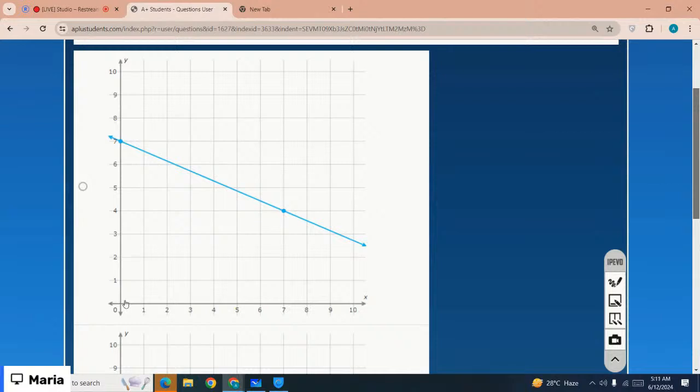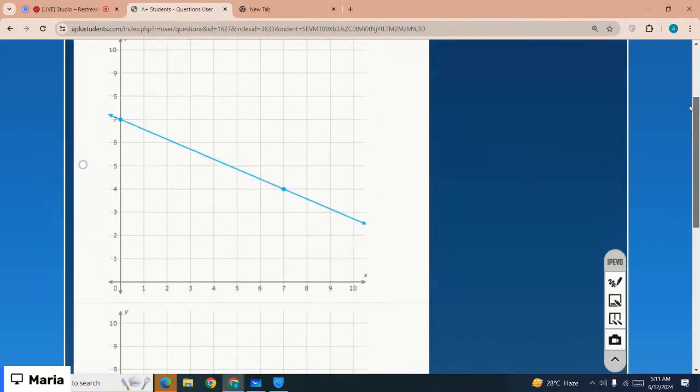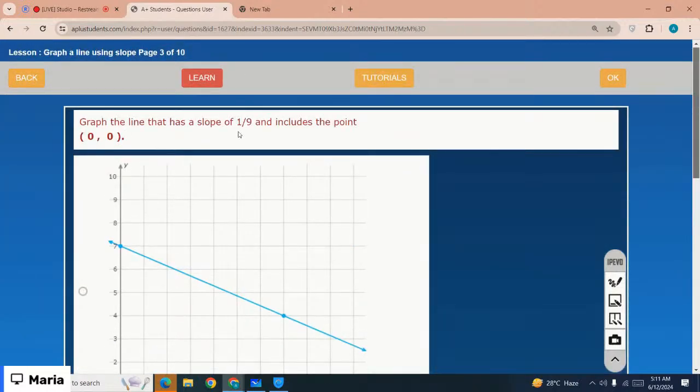Option number 2 is the correct option. You can see this one. The graph is starting from (0, 0). And if we see the slope, x is 1 and y is 9. So that is 1 over 9. Let me just see if the slope is 1 by 9. Yes, the slope is 1 by 9. Got it?